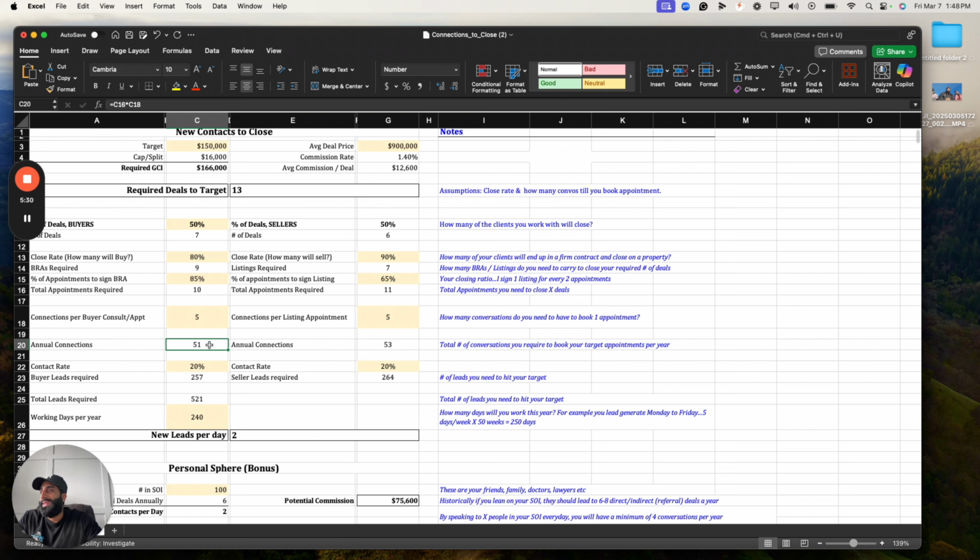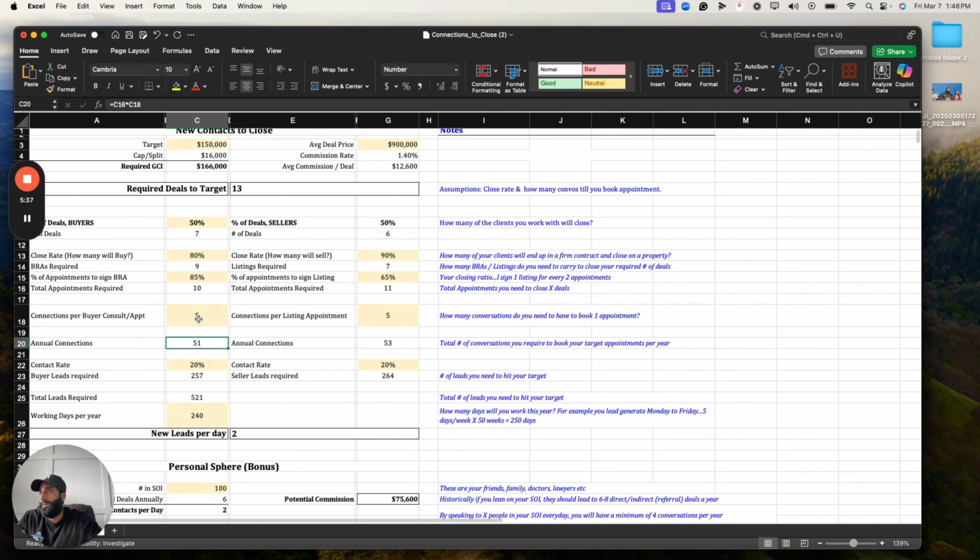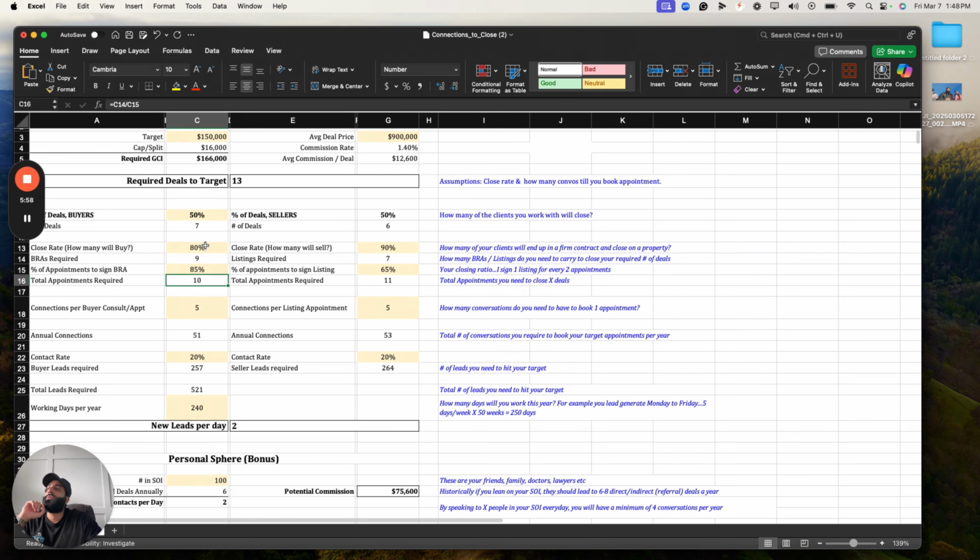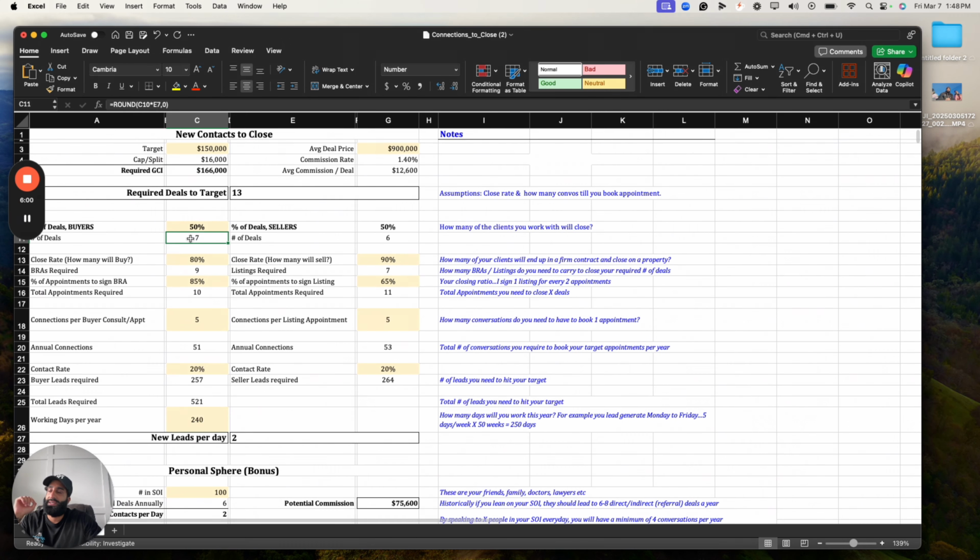Now, every 5 of those will land in an actual qualified appointment, and then you'll be left with 10 appointments. And 85% of those should convert to an actual buyer's agreement, so a signed buyer's agreement, which gets you down to 9 people. And then 80% of those will actually close, which is your 7 deals there.